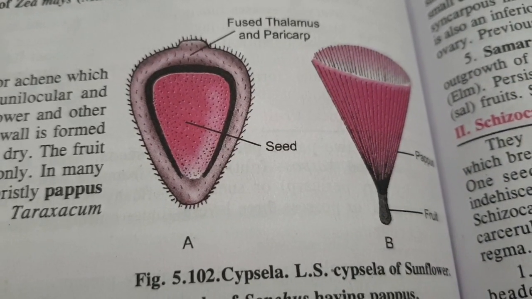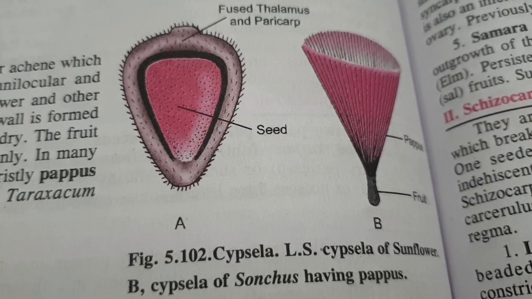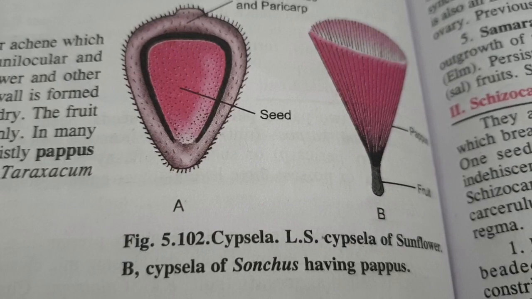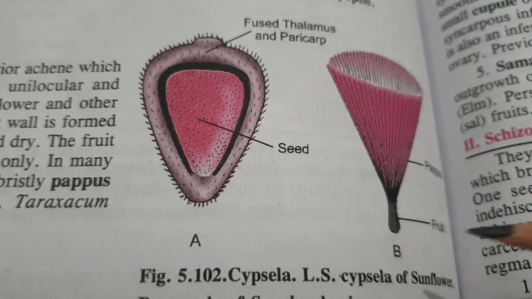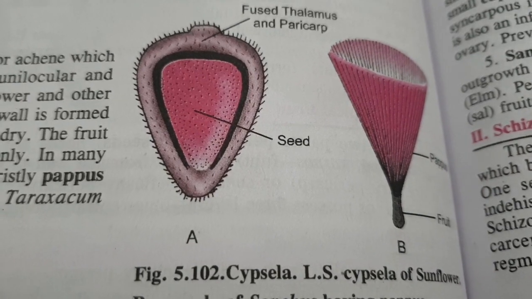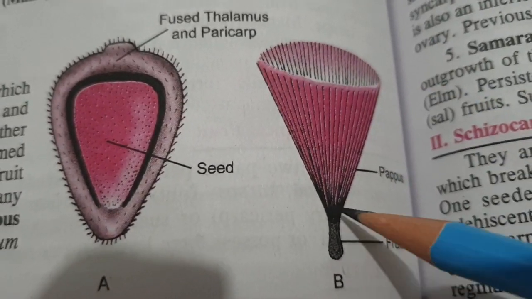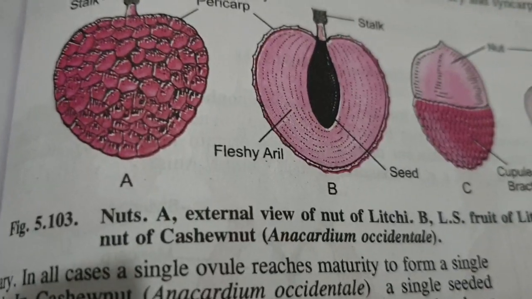Now here some pappus develops for dispersal, as for example dandelion. Also we observe in case of sunflower this type of fruits which will help in dispersal. Now as you can see, these are the pappus, this is the fruit. So these particular structures will help in dispersal of the fruit.